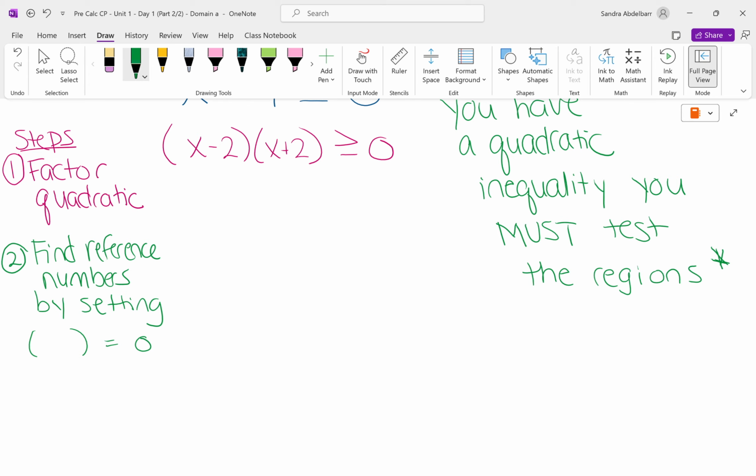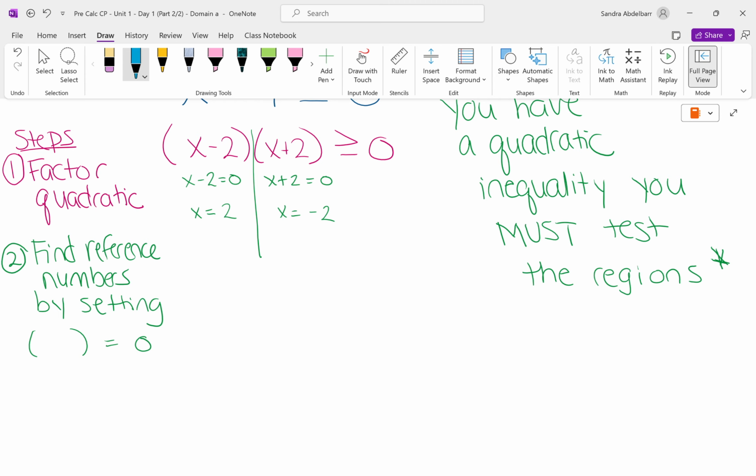Okay, what do I mean by that? Find reference numbers by setting the parentheses equal to 0. So basically, if I take x minus 2 and set it equal to 0, what does that mean? x is equal to positive 2, right? If I take x plus 2 and set it equal to 0, x is equal to negative 2. So what are my reference numbers? 2 and negative 2. Those are my reference numbers.